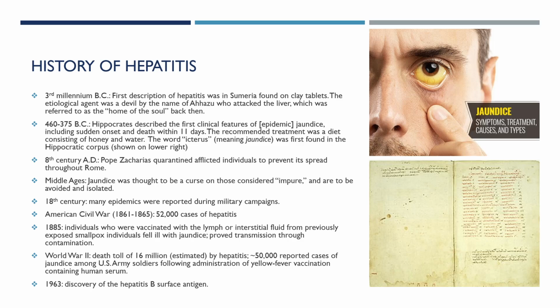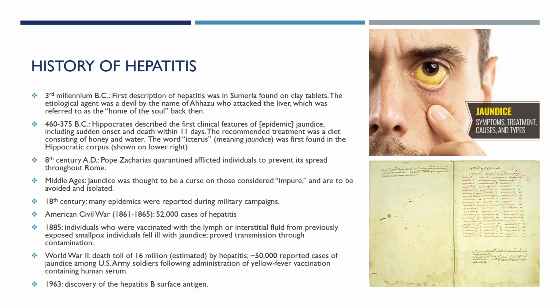During the American Civil War, there were 52,000 cases of hepatitis reported. In 1885, individuals who were vaccinated with the lymph or interstitial fluid from previously exposed smallpox individuals fell ill with jaundice, proving transmission through contamination. In World War II, the death toll was estimated at 16 million by hepatitis, and around 50,000 cases of jaundice were reported among U.S.